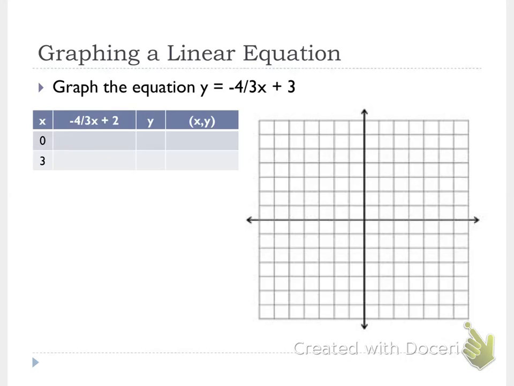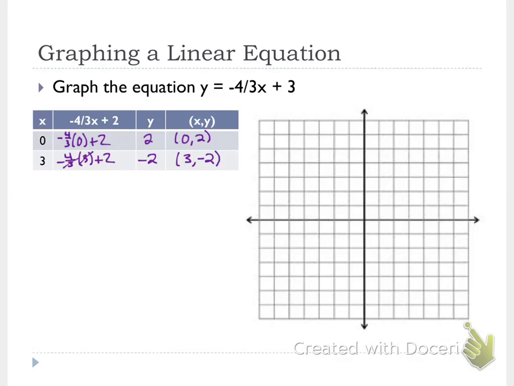So we're going to pick x equals 0 and x equals 3. We're going to plug it into the equation, we're going to get our y, and then we're going to plot the points. So, negative 4 over 3 times 0 plus 2. Well, negative 4 over 3 times 0 is 0, plus 2 is 2. Negative 4 over 3 times 3 plus 2. Well, those 3's cancel. You get negative 4 plus 2. You get negative 2. So our points are (0, 2) and (3, -2).